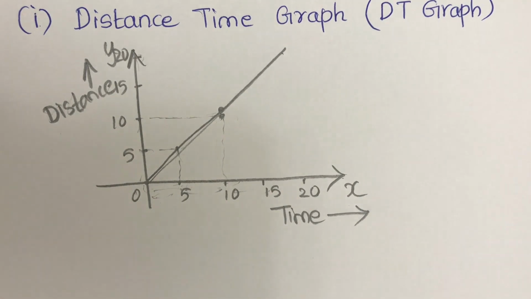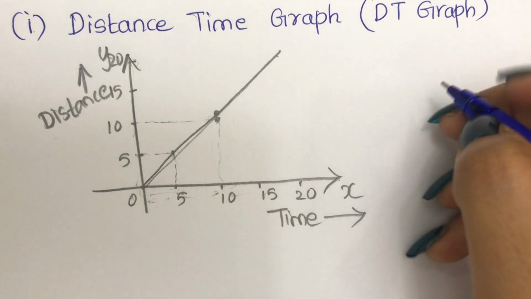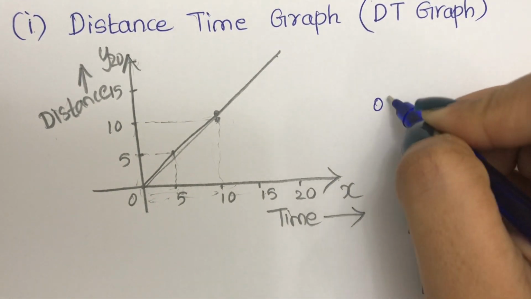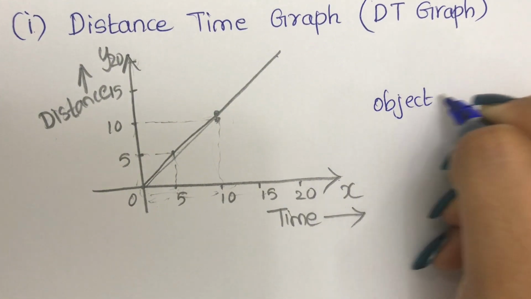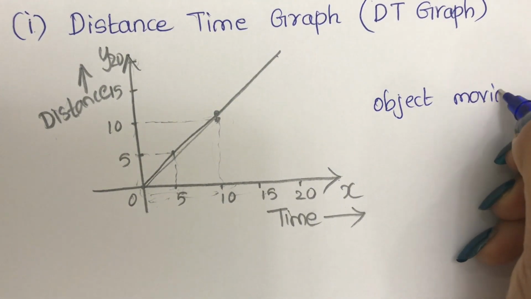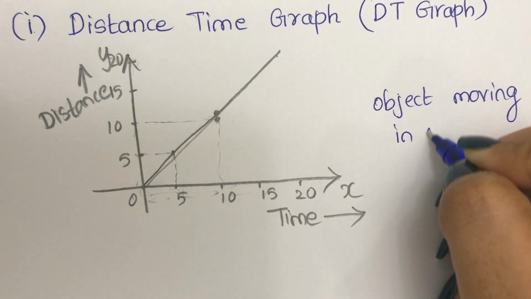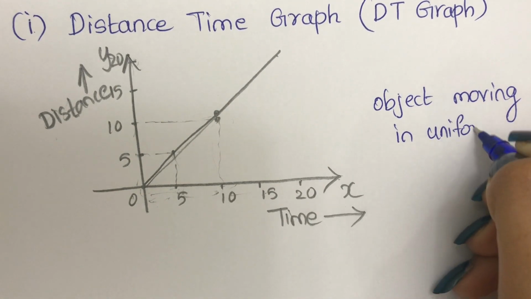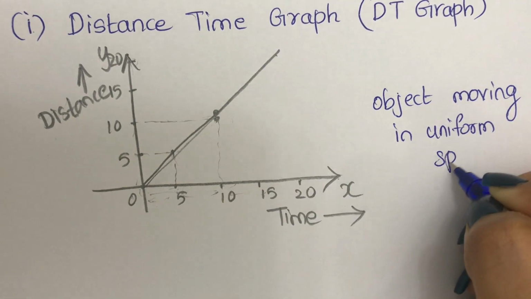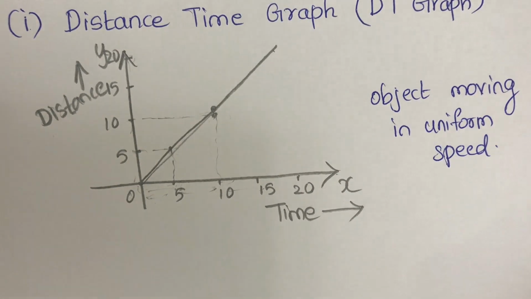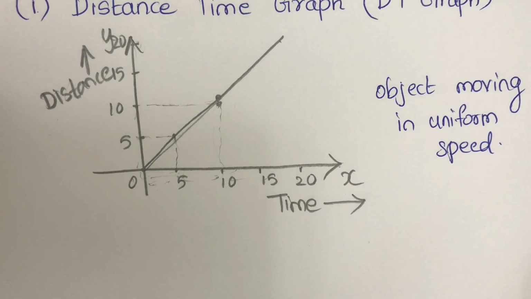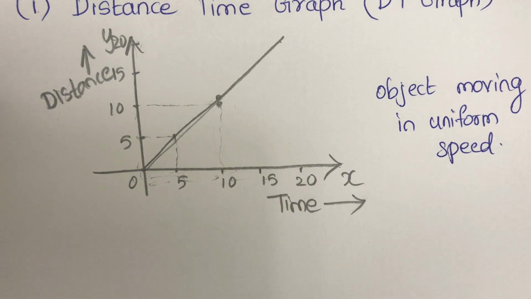So this is the dt graph of an object moving in uniform speed. So what will be the dt graph of an object moving with non-uniform speed?